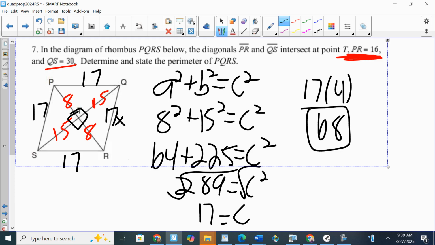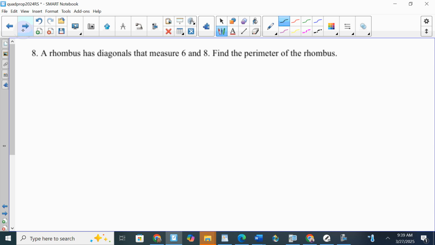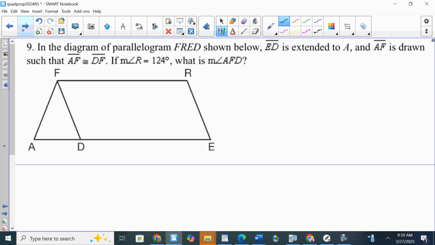So that's probably the most straightforward question on your exam. You don't have to have lists of things memorized. It's just being prepared for it. You cut the diagonals in half. You do Pythagorean theorem to find the side of the rhombus. And then since there's 4 sides and they're all the same, you multiply by 4.